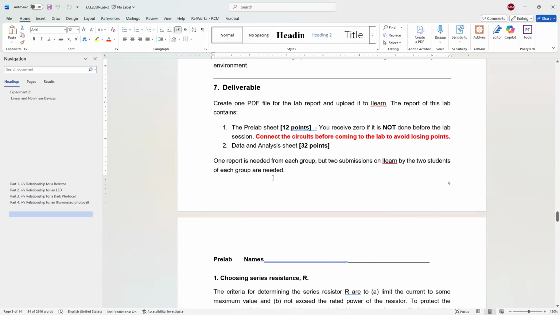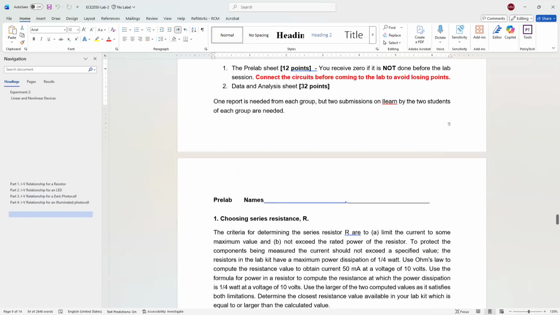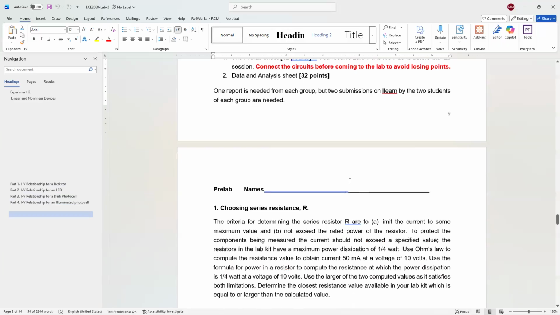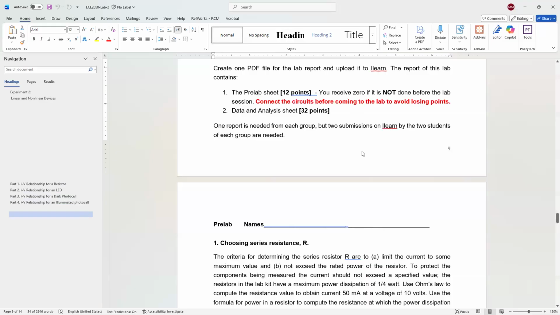This should be in your report. Here I give 12 points for the pre-lab. If you don't do the pre-lab, as I told you in the lecture, you are going to get 0 in this part, even if you put it in the final report. The TA will come and check whether you have done the pre-lab or not. As you see, you cannot start the experiment if you don't do the pre-lab, so you will lose this part even if you put it in the final report.